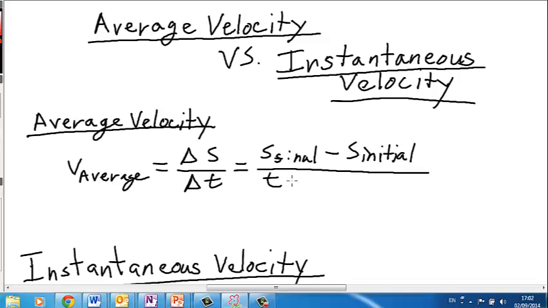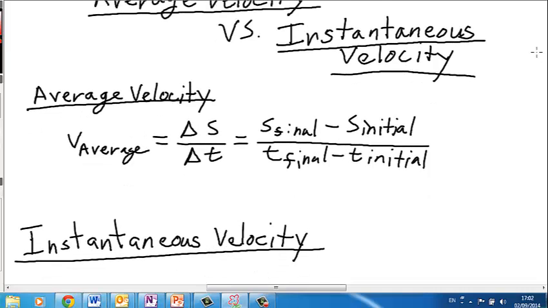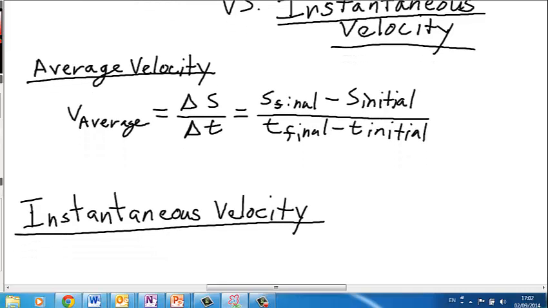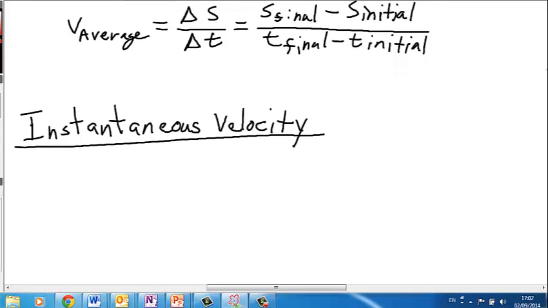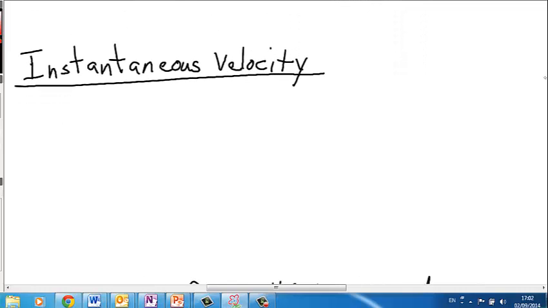So T final minus T initial. Okay? Now, this would give me the average velocity. So over the entire trip, what velocity did I average? Instantaneous velocity is a little bit different.